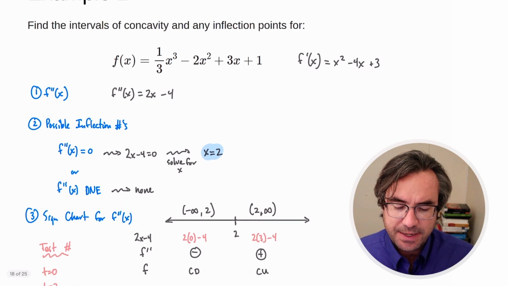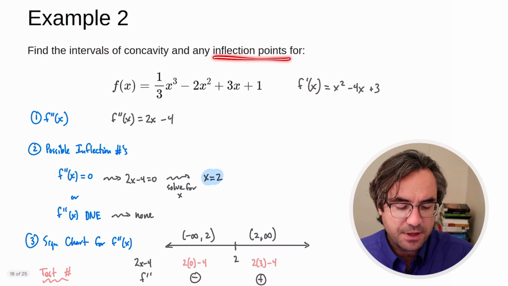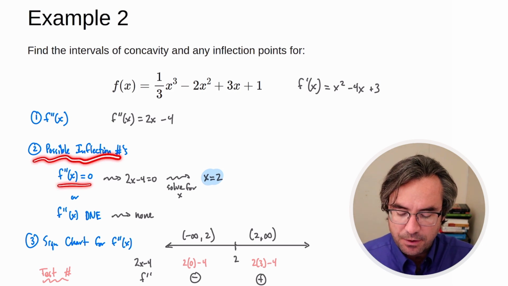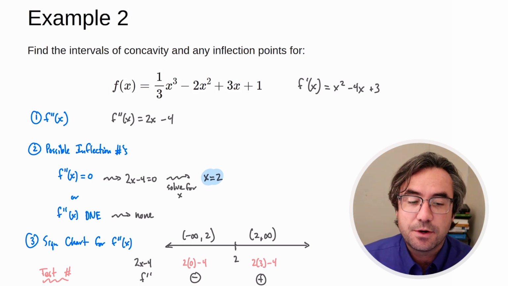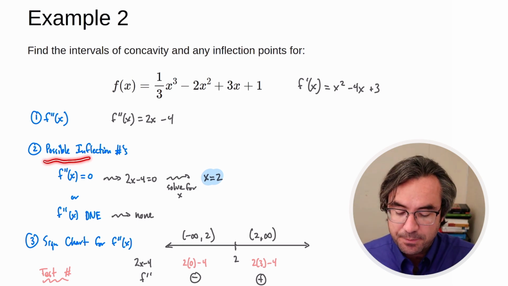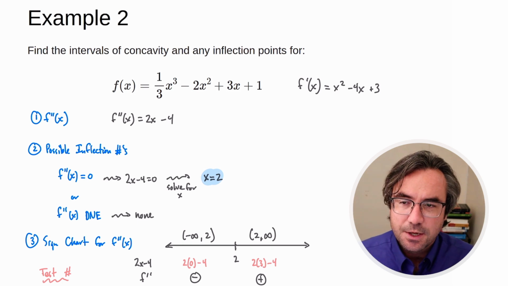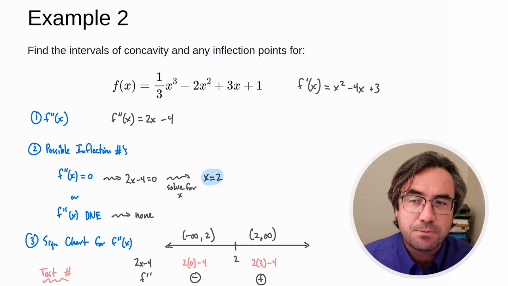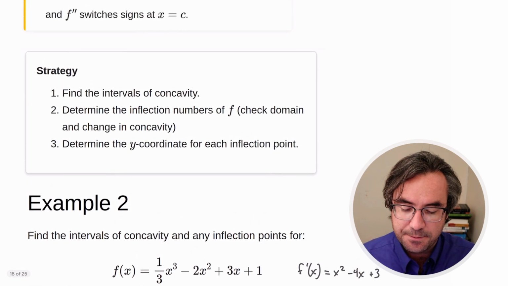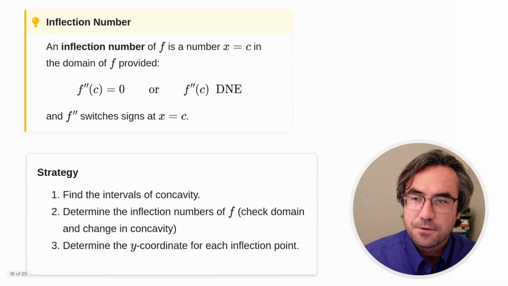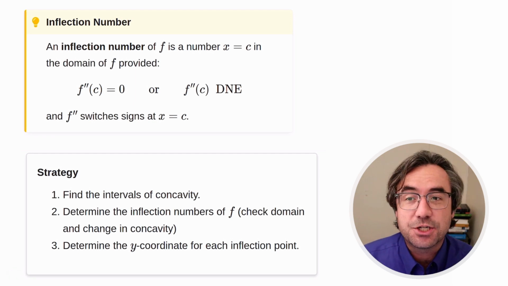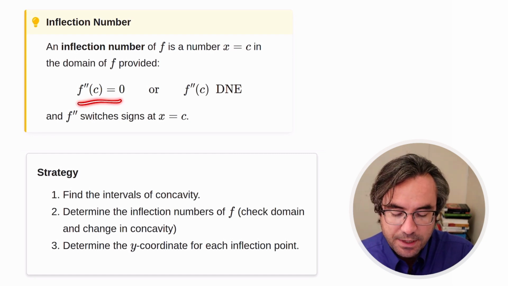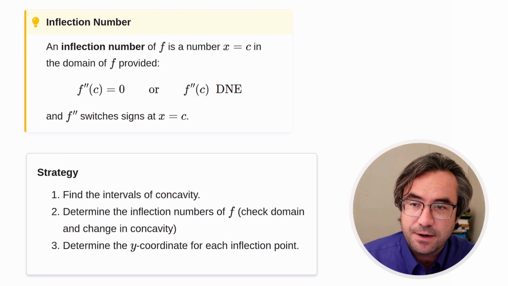What else was the problem asking for? One of the inflection points. So in step 2 here, when we figure out where the second derivative is either 0 or undefined, we call those the possible inflection numbers. So for this x value to actually correspond to an inflection point, there's a little bit more we need. For it to be considered an outright inflection number, this number x equals c, we either need the second derivative to be 0 or undefined there.